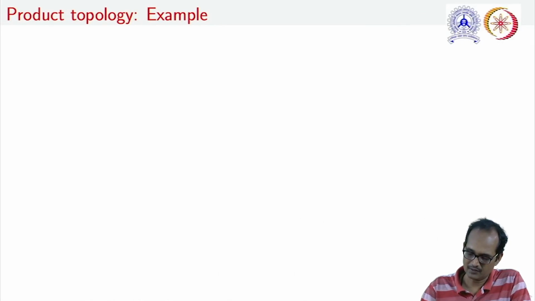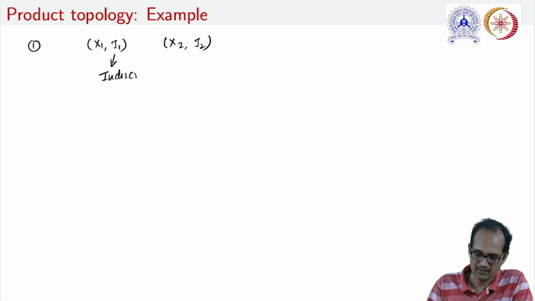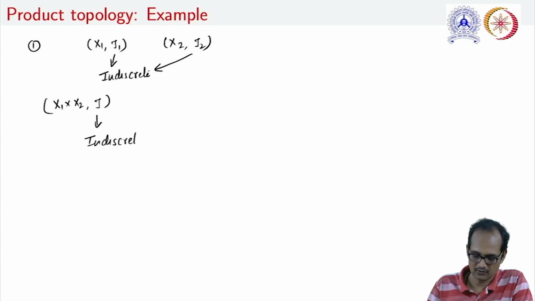So the first and simplest example is if we are taking two topological spaces (X1, tau1) and (X2, tau2). Let us take that this is an indiscrete topology and similarly the second topology is also indiscrete. What about the product topology on X1 cross X2? Is it also indiscrete? Answer is yes. This will also be an indiscrete topology.